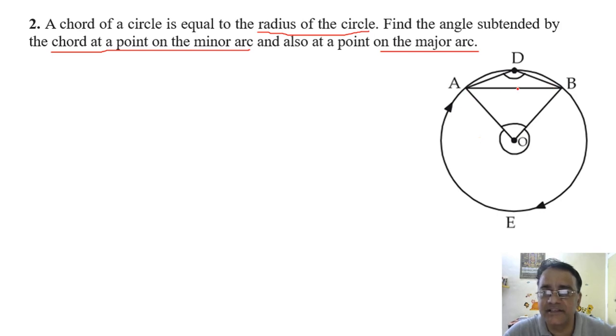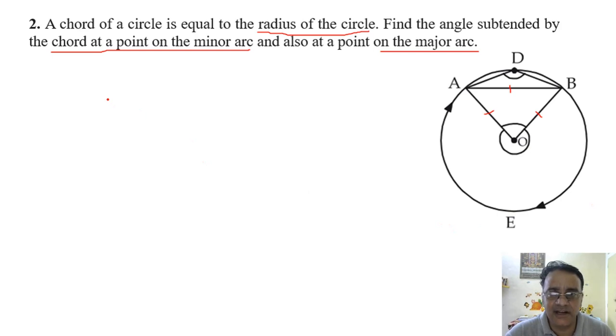Suppose AB is the chord and AB is equals to OA is equals to OB. Right? It is given that chord of a circle is equal to the radius of the circle. Okay, it does not look equal, but let us assume it is equal. So what can you say about this triangle AOB? It is an equilateral triangle, because all sides are equal.